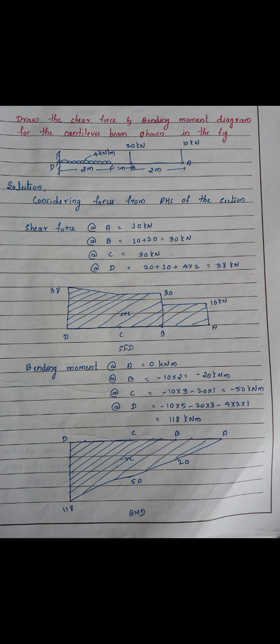When we draw the shear force diagram from the right hand side, we consider downward direction load as positive and upward direction as negative. In the same way, when we consider the BMD from the right hand side, we consider clockwise moment as negative and anti-clockwise moment as positive. So here the 10 kilonewton at B is creating a moment in the clockwise direction, so we take it as minus, and that value will be minus 20 kilonewton meter.